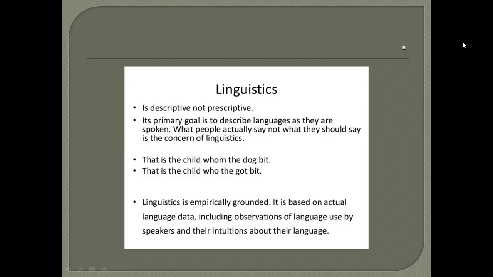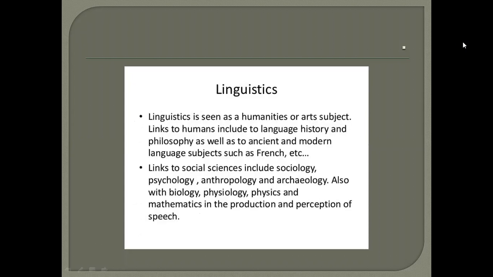Linguistics is empirically grounded. It is based on actual language data, including observation of language used by speakers and their intuition about their language. Similarly, linguistics is seen as a humanities or arts subject. It links to language, history and philosophy, as well as to ancient and modern language subjects such as French, etc. Similarly, linguistics links to social sciences including sociology, psychology, anthropology, and archaeology, and also with biology, physiology, physics, and mathematics in the production and perception of speech.